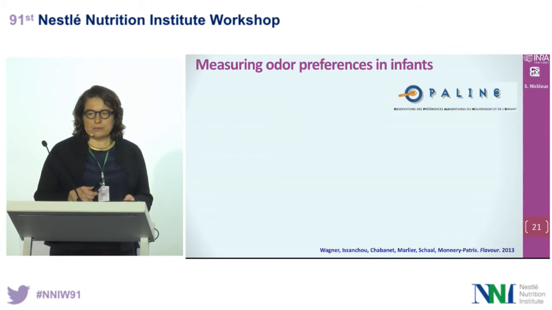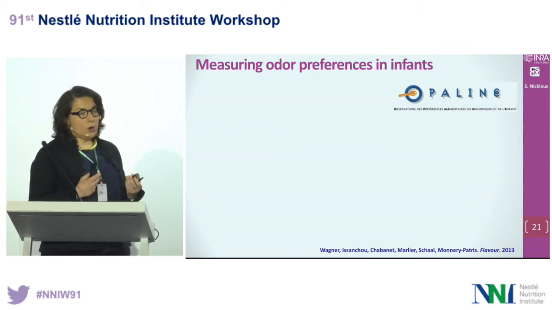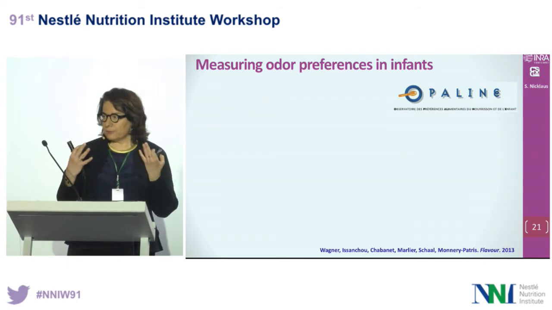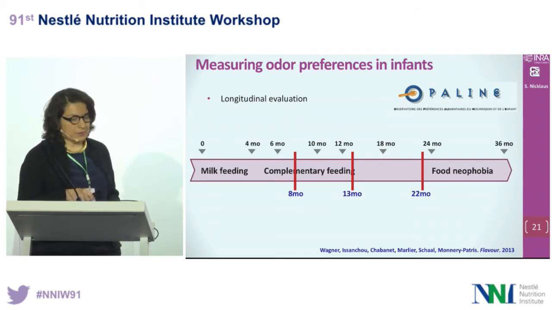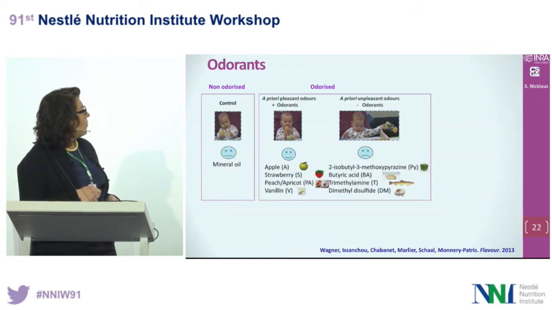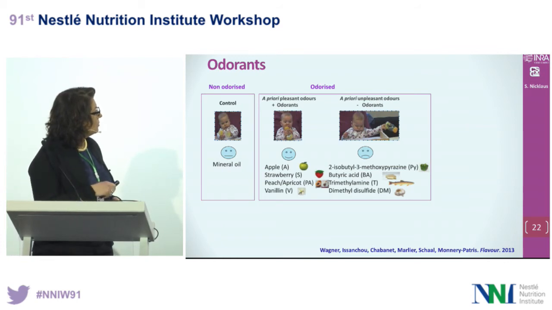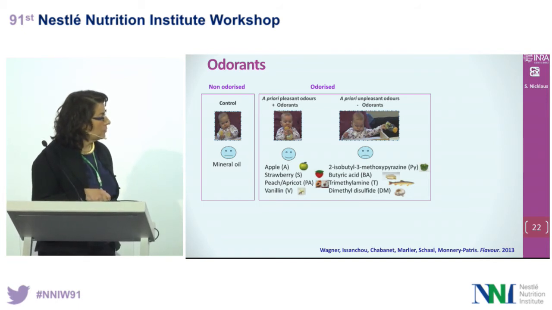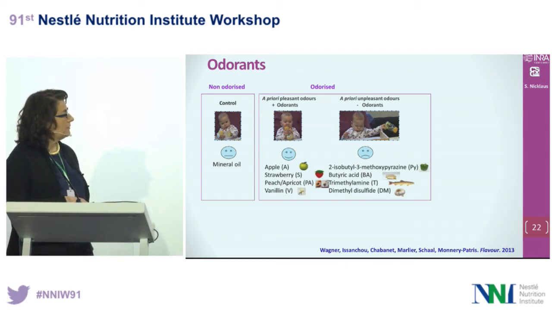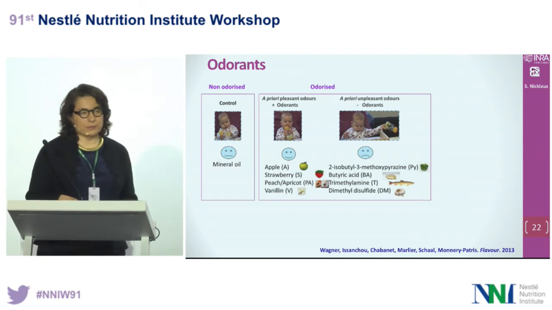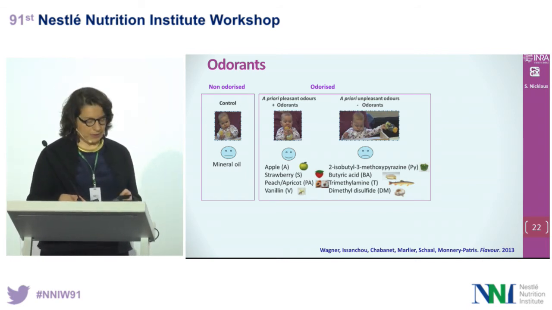In pretty much the same way as we measured taste preference, we measured odor preference in infants for odors of food at different ages. We did that at 8, 13, and 22 months. To do so, we used several odorants: a non-odorant control, pleasant odors, and unpleasant odors. Pleasant odors were, for instance, apple, strawberry, peach, and vanilla, and unpleasant odors were bell pepper, cheese, fish, and garlic, which were rated by an adult panel as being unpleasant.